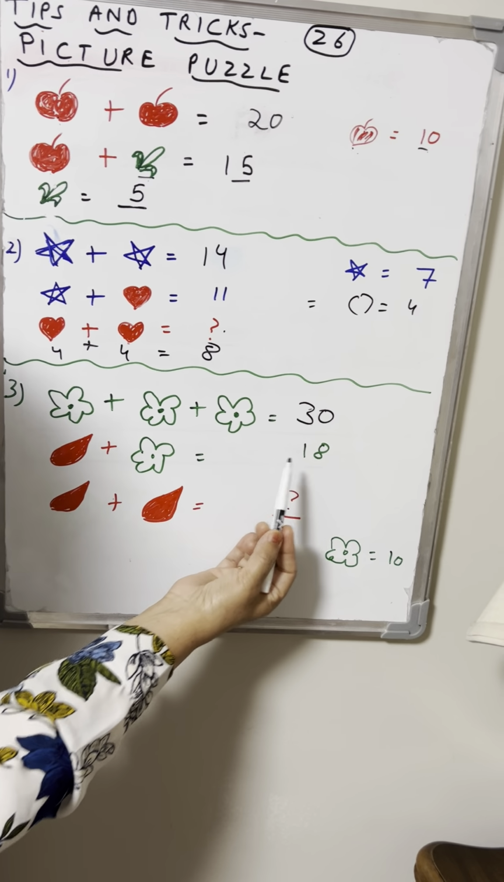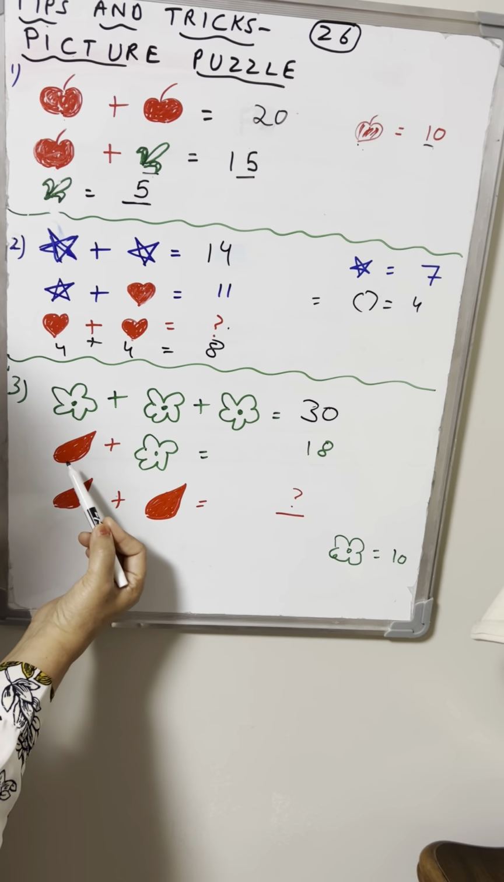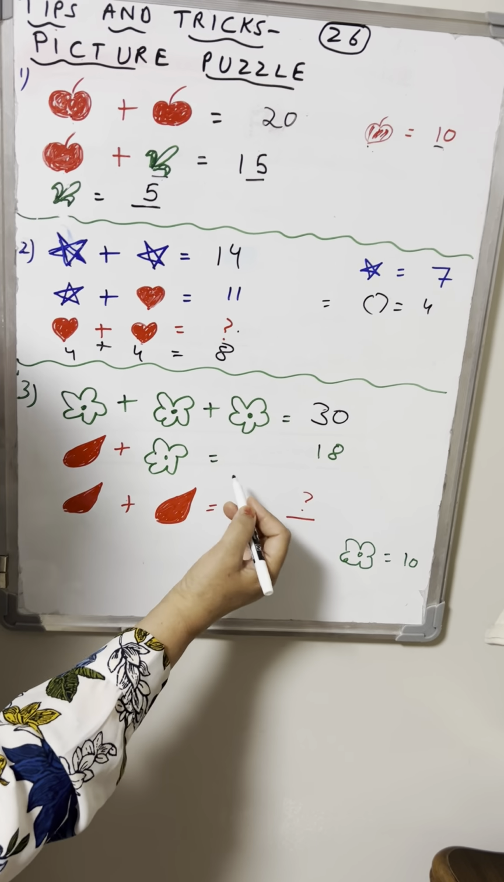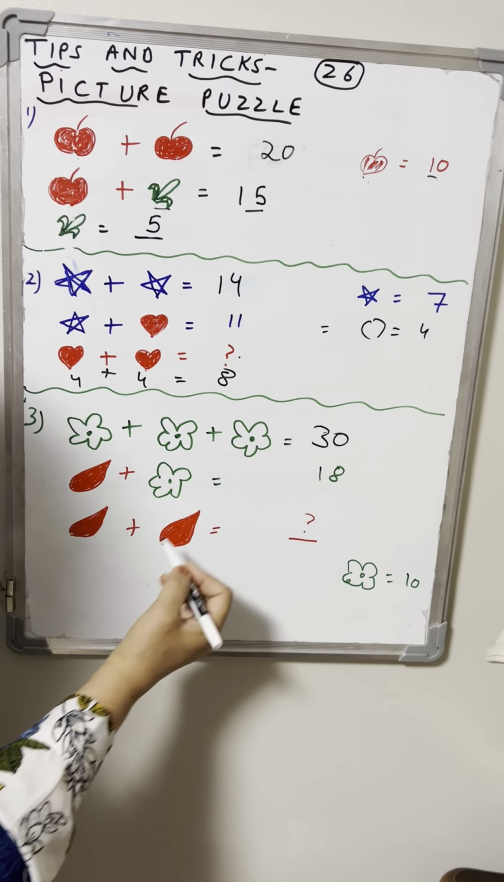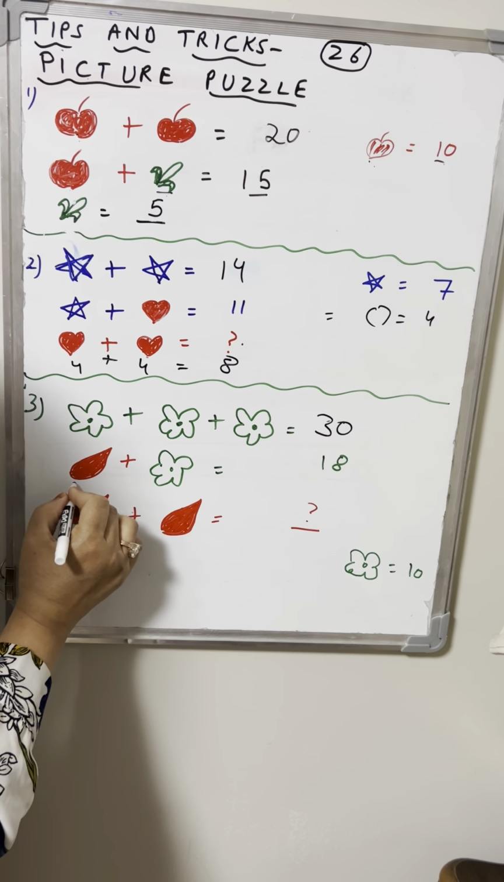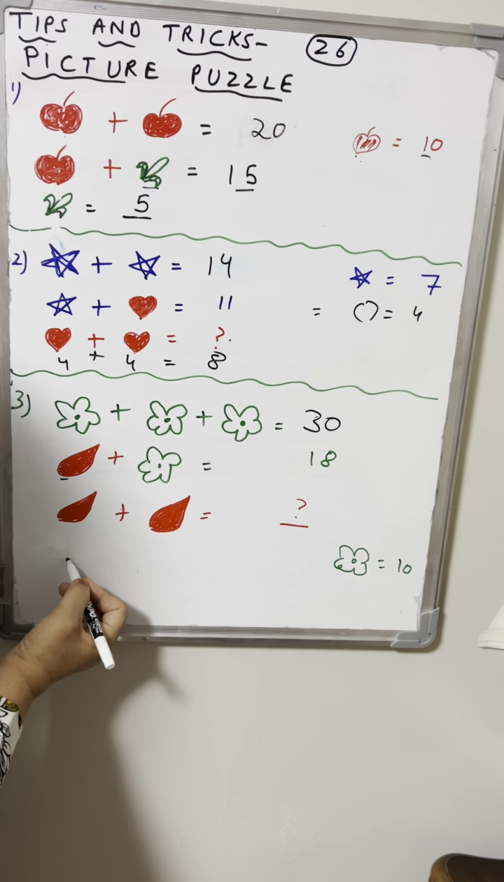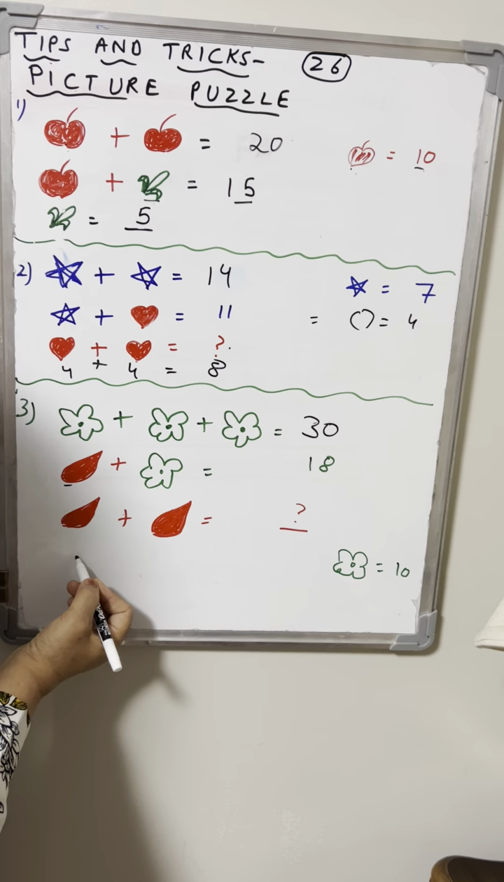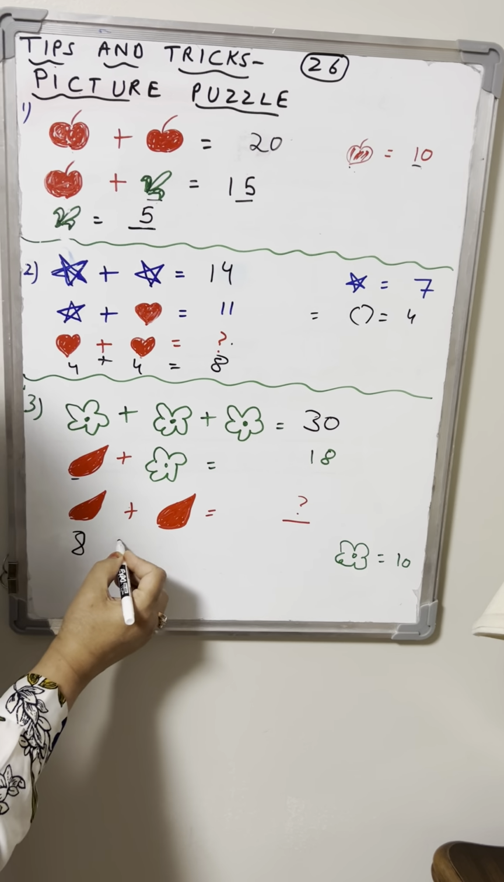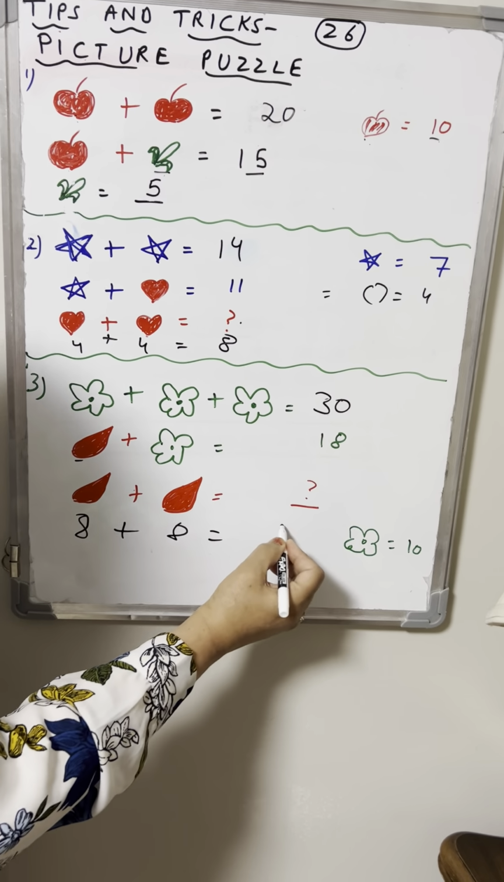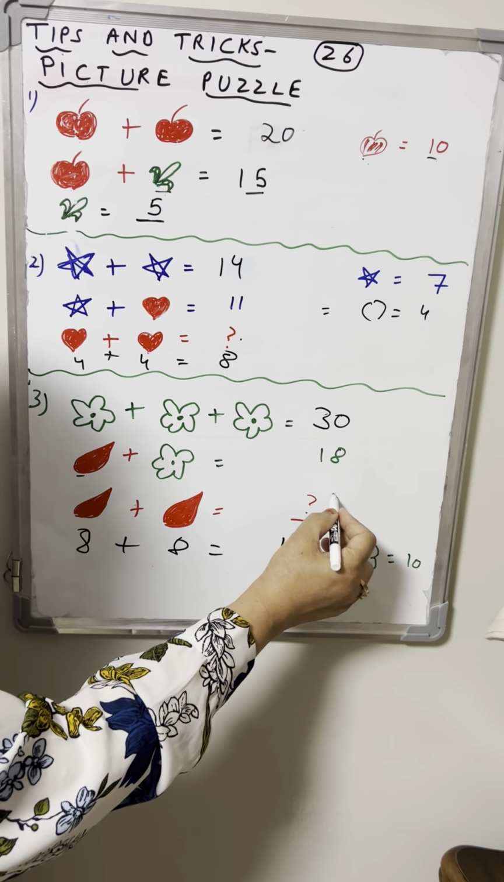It will be 18 minus 10. It will be 8. So here we have found out the value of leaf. So now we can do this addition. We can write down the value of leaf. 8 plus 8 is equal to 16. So what will be the answer?